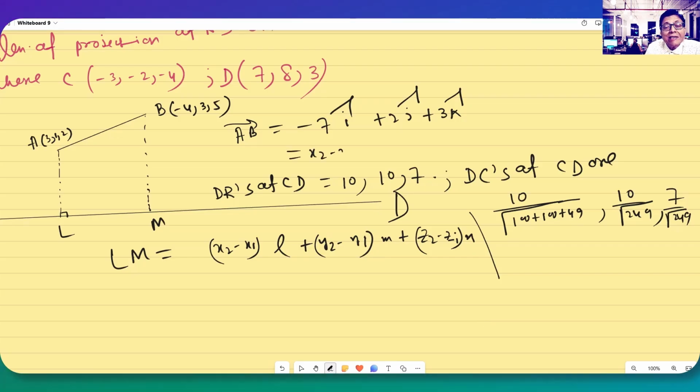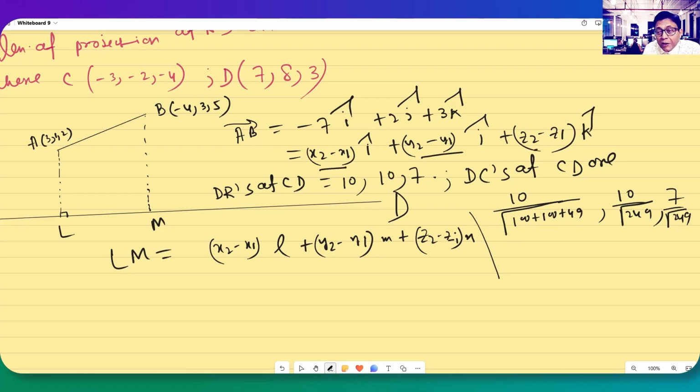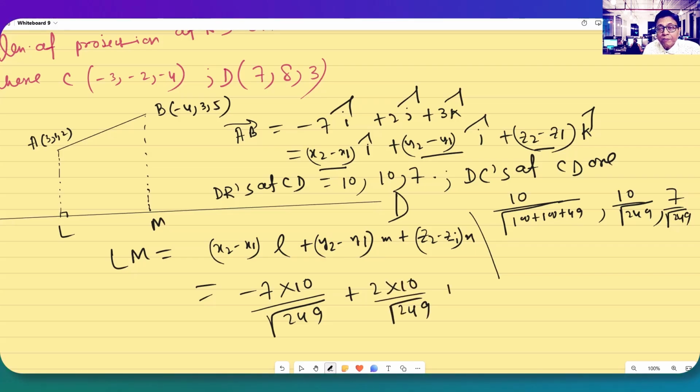This is basically x2 minus x1 i cap, y2 minus y1 j cap, plus z2 minus z1 k cap. You need not write i cap, j cap in the direct formula. You need only this part and this part. So x2 minus x1 is minus 7 into 10 by root 249, plus y2 minus y1 is 2 into 10 by root 249, plus 3 into 7 by root 249. So this will be mod.